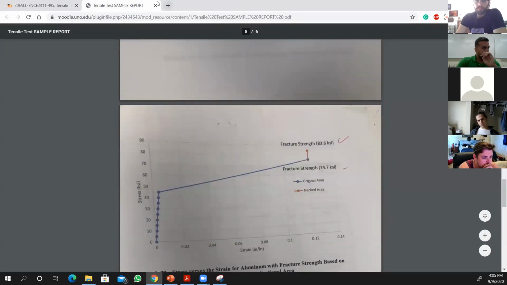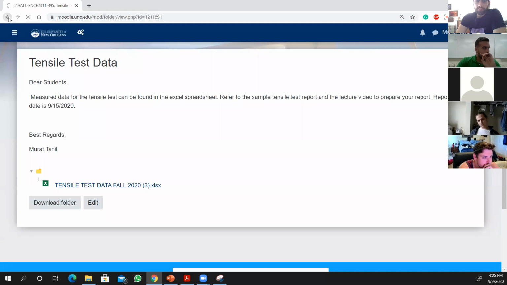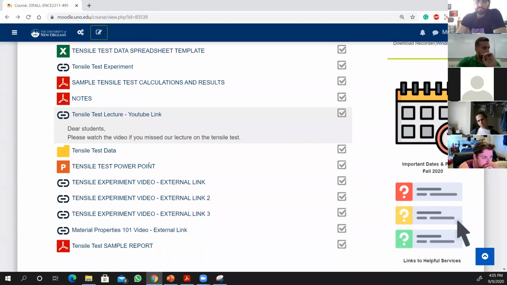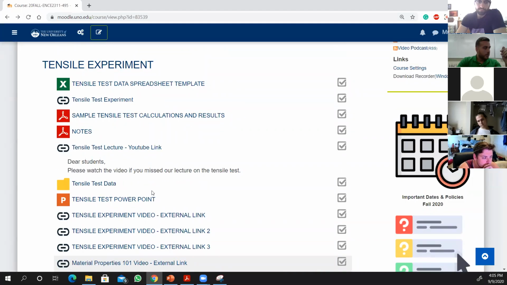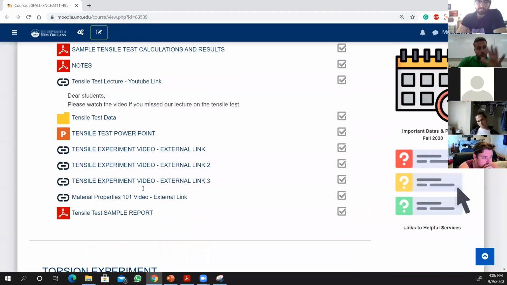And the sample report, we are done with this. And PowerPoint. You can take a look at the PowerPoint, but the other files are much more important than the PowerPoint. Okay, torsion experiment.